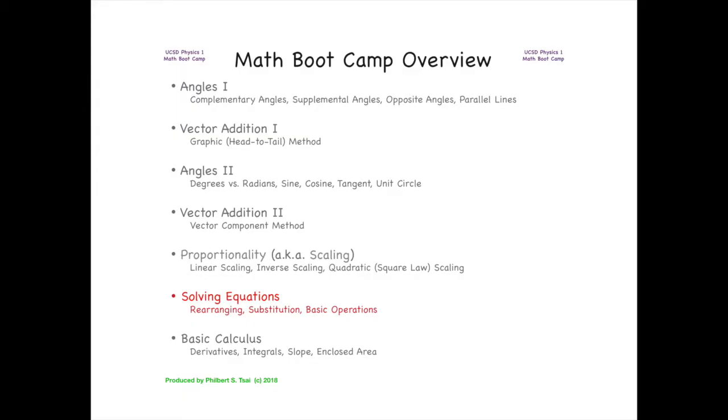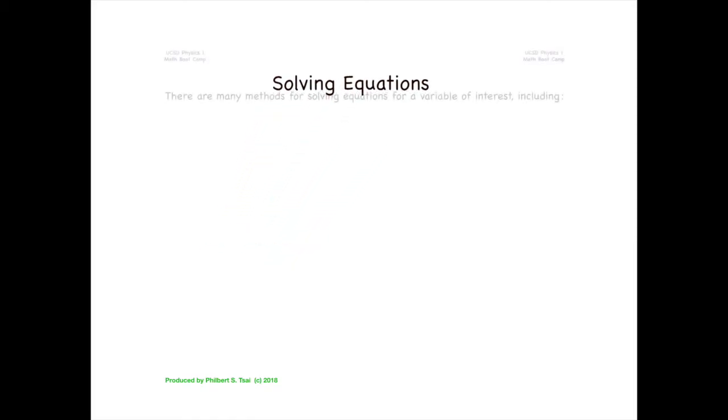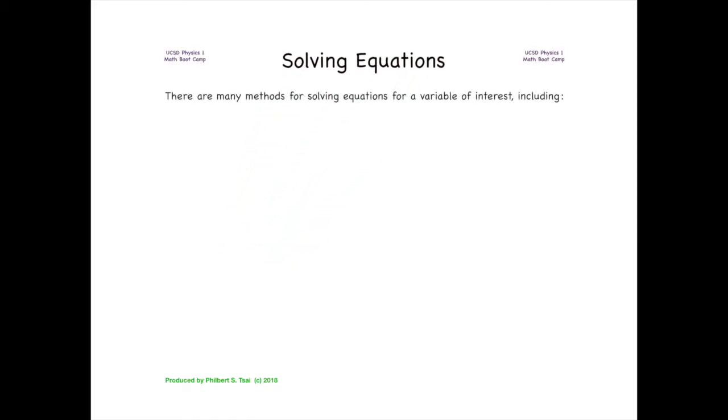Next, let's review a few strategies for solving algebraic equations. There are a number of different methods for solving for a variable of interest, including rearranging the equation, substituting one equation into another, or combining different equations together with mathematical operations. We'll look at all three in turn. We'll start with rearranging a single equation. We can rearrange a single equation by several different operations.